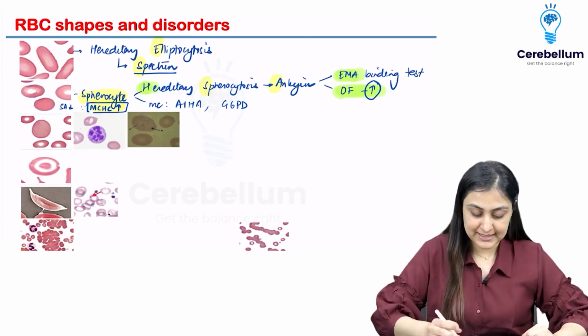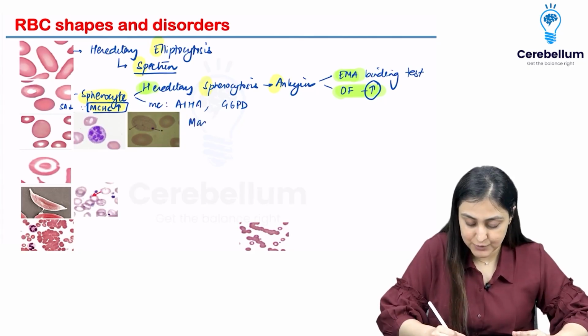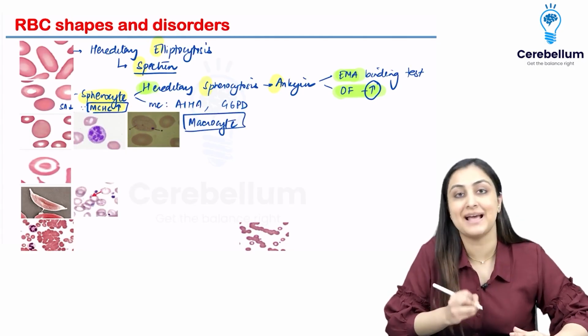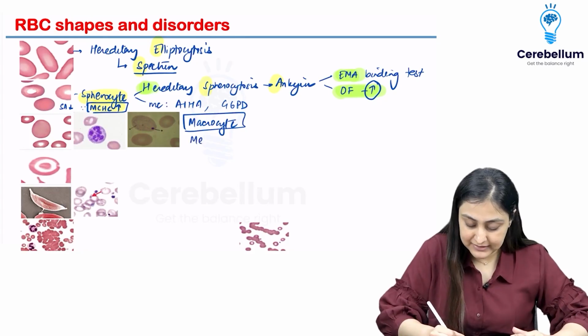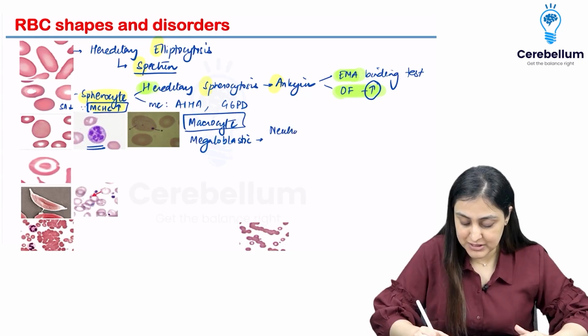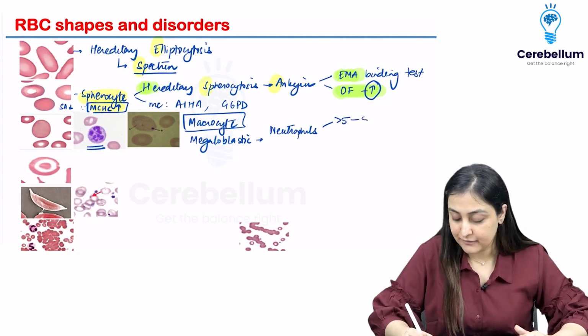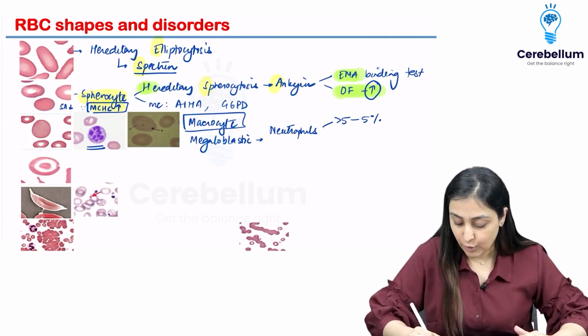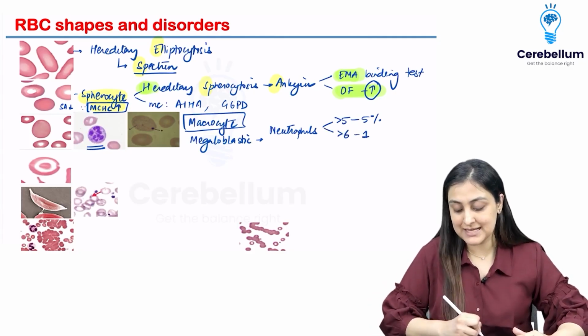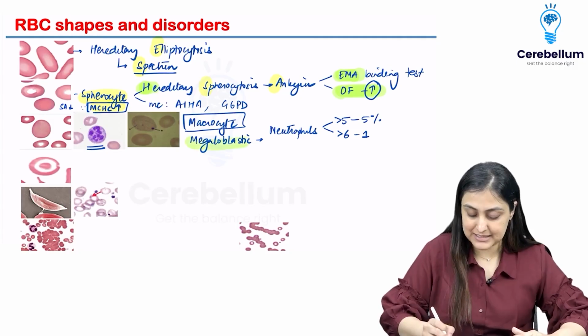Now let's go to the next set. What you are seeing here is a large cell with a large surface area. This is your macrocyte. Now remember, not all macrocytic anemia is megaloblastic anemia. So what is the criteria to call something megaloblastic anemia? We have to look at the neutrophils. If you see more lobes in the neutrophils, if the number of lobes is more than 5 in 5% of the cells, or more than 6 even in one cell, that is the definition of megaloblastic anemia. So that is megaloblastic anemia for you.